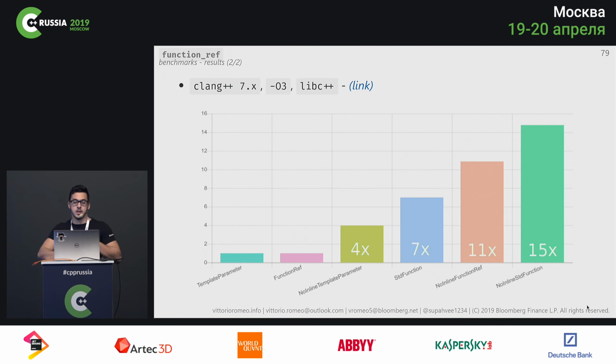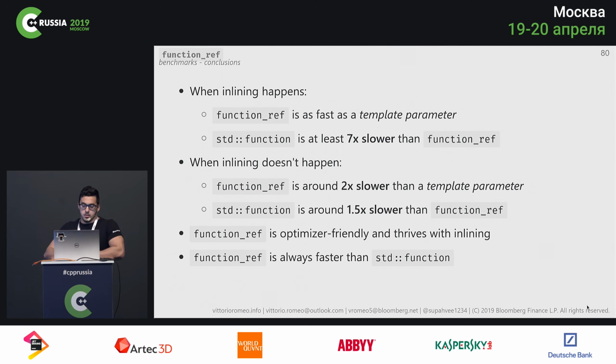You can always see that in every case, function ref and template parameters with inlining are the same, and function ref is always 7 times or 8 times faster than a std::function. So the conclusions are that when inlining happens, function ref is always as fast as a template parameter, and std::function is at least 7 times slower than function ref.